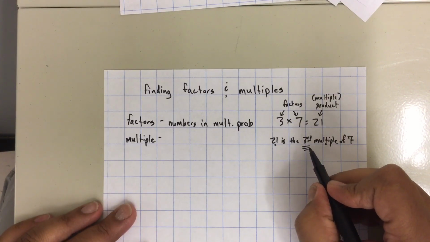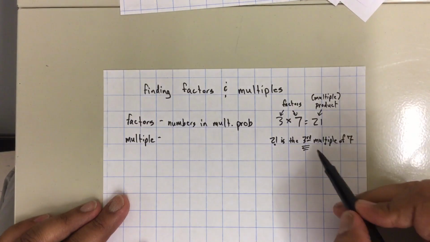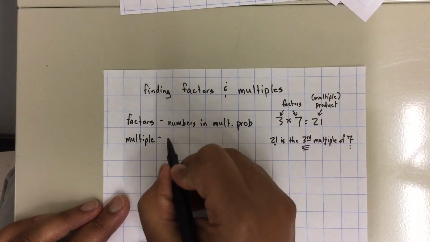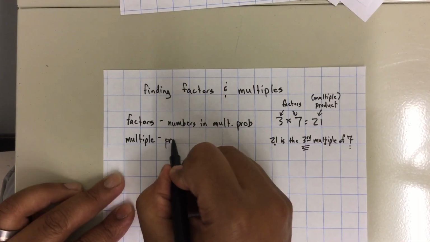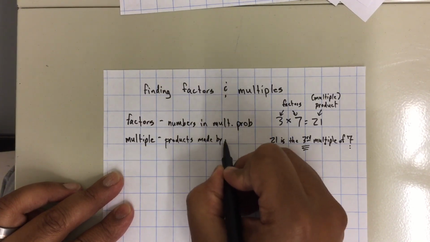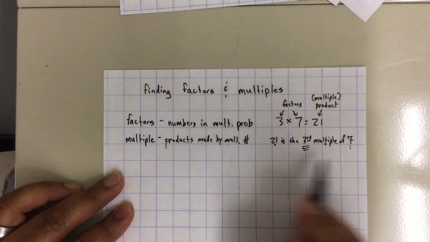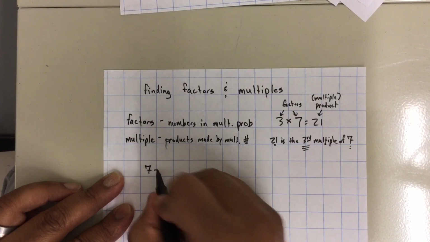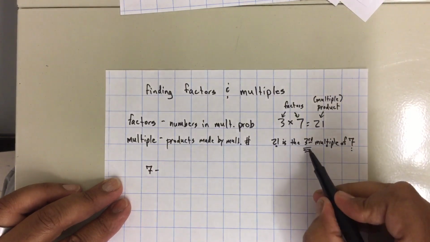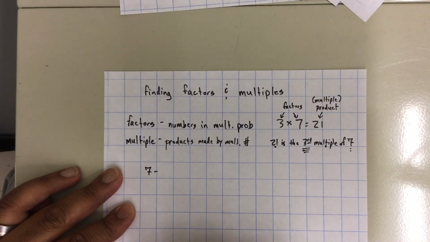A multiple is essentially the list of products that we can make when we multiply our starting number. So if we think of it as the products made by multiplying our number, we start with 7. I don't want kids to think of it as skip counting, because then they lose the idea that these come in an order, right? The third multiple is 21 because it's going to be the third in our list.